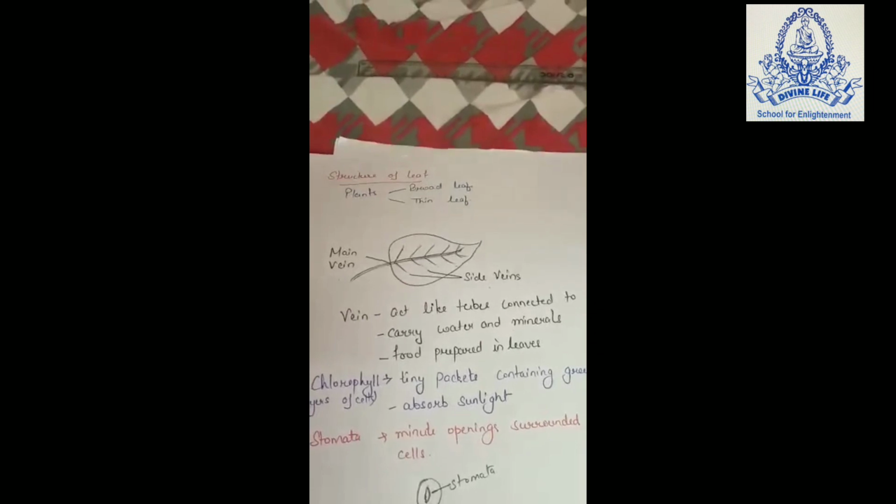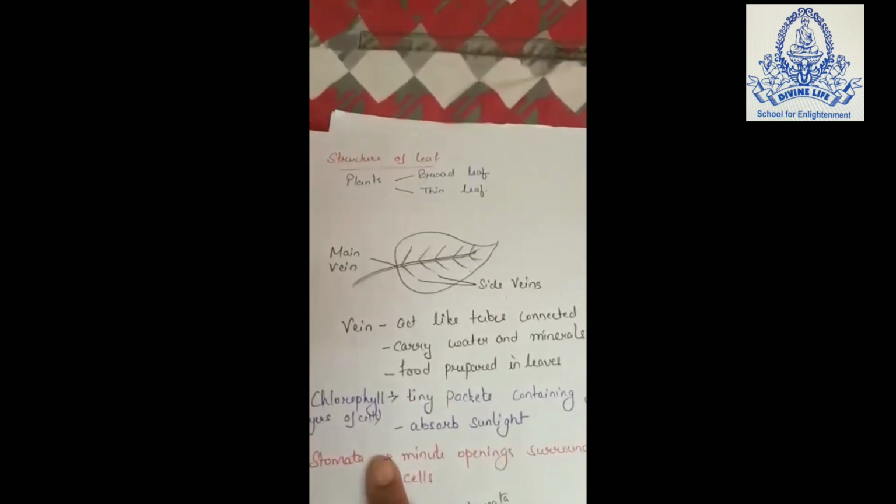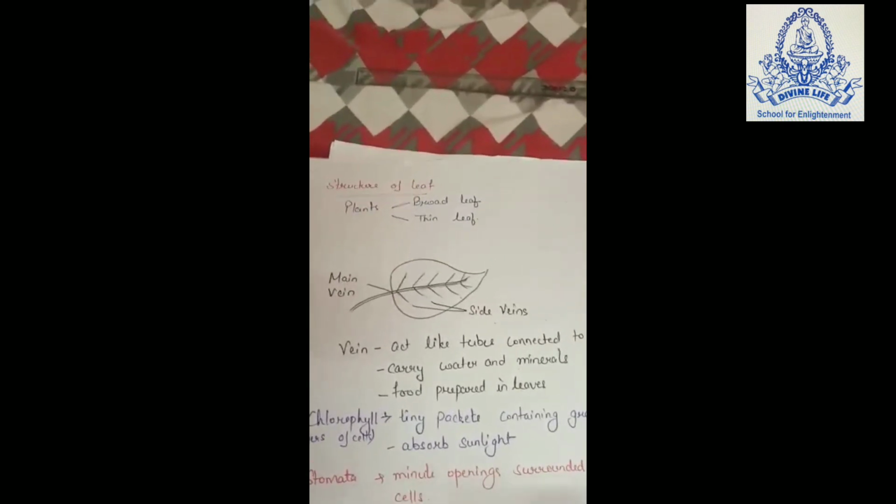Now we all know that leaves contain a green pigment called chlorophyll. What is this chlorophyll? Chlorophyll actually contains some layers of cells.